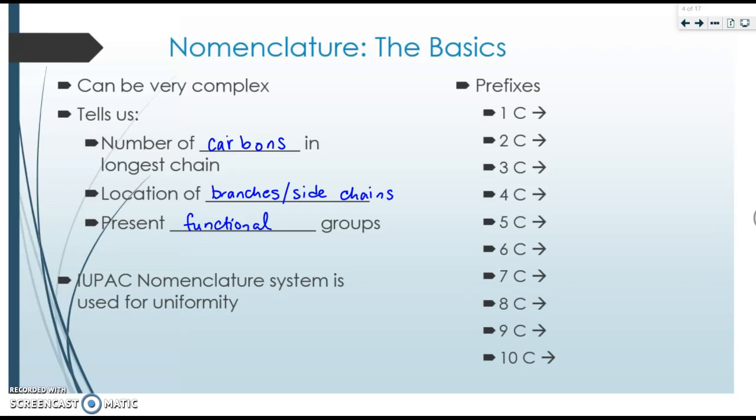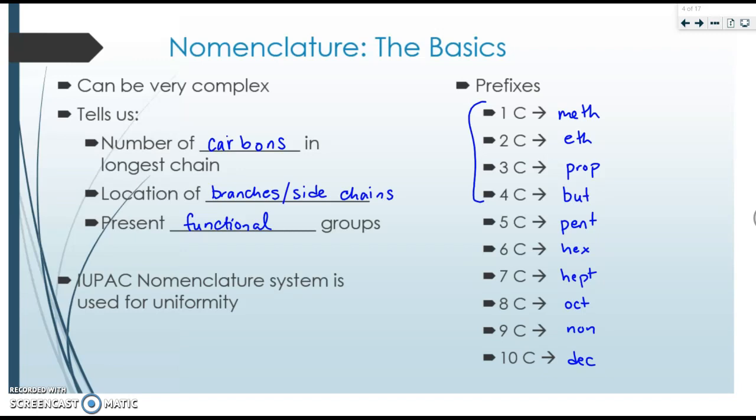And there are some prefixes here. Some of the prefixes are the same as before with the covalents, but some are new. The new ones are the first four. Meth is the prefix for 1. Eth is the prefix for 2. Prop is the prefix for 3. But is the prefix for 4. And the rest of them should look pretty common and familiar. 5 is pent, 6 is hex, 7 is hept, 8 is oct, 9 is non, and 10 is dec. So the first 4 are different than the covalents, but the rest are the same.